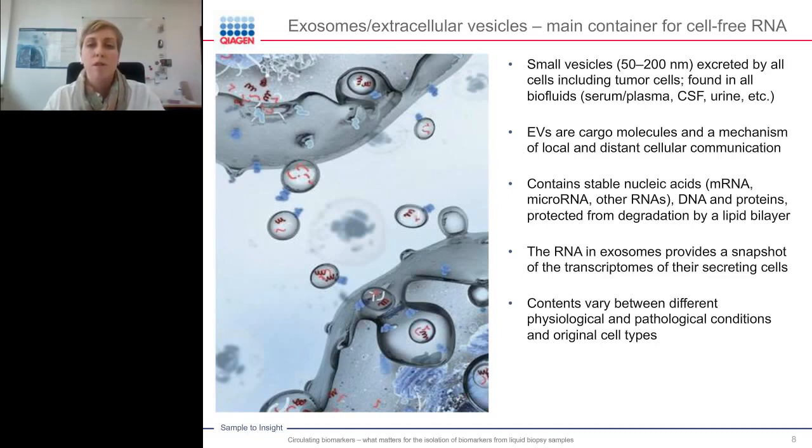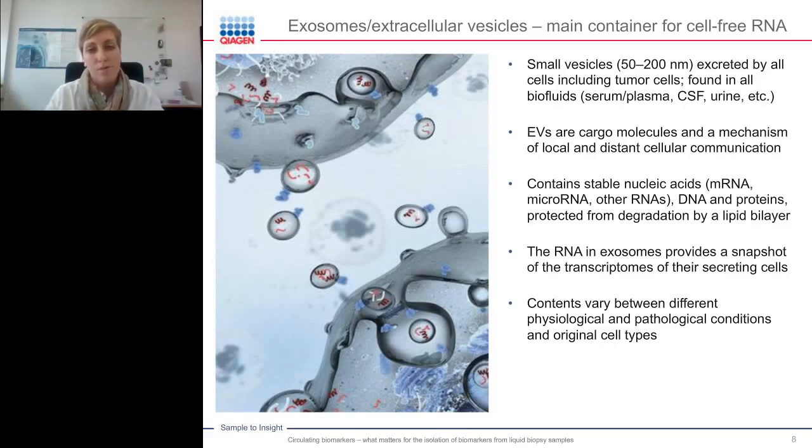Subsequently, they can be found in all biofluids that can be obtained from a human body. Extracellular vesicles, or exosomes, are cargo molecules, and they play an important role in cell-to-cell communication. They actually are found to contain stable nucleic acids, in fact all sorts of nucleic acids that you can also find in the normal cell, so mRNA, microRNA, other regulatory RNAs, as well as DNA, proteins, lipids. And all of these different analytes are in fact protected from degradation by the lipid bilayer that is, let's say, surrounding the exosome.